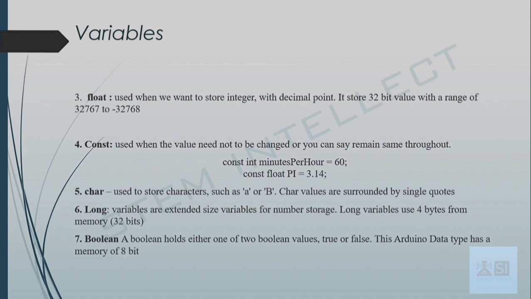Okay, the next one is Boolean. So whenever we say Boolean, two things come to our mind: true and false. So a Boolean holds either one of the two Boolean values, that is true or false. So this Arduino data type has a memory of 8-bit.